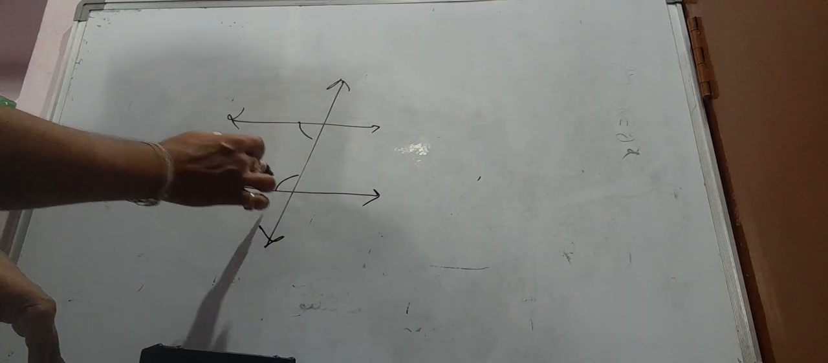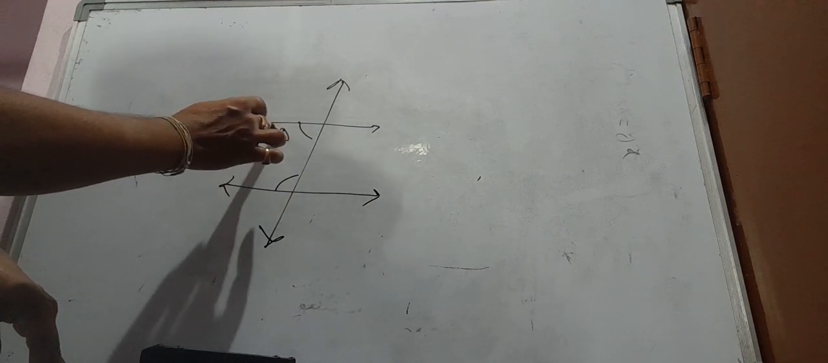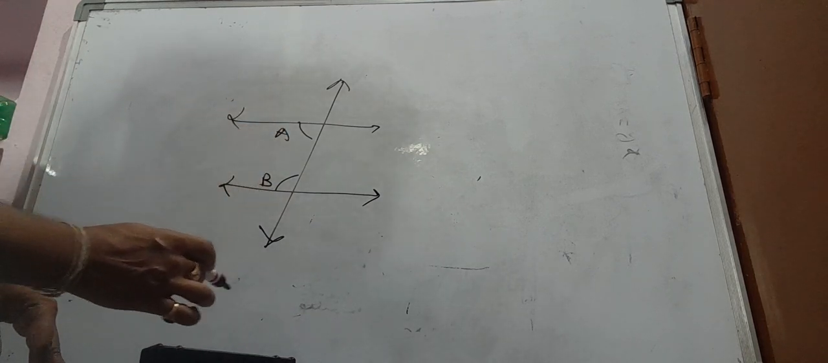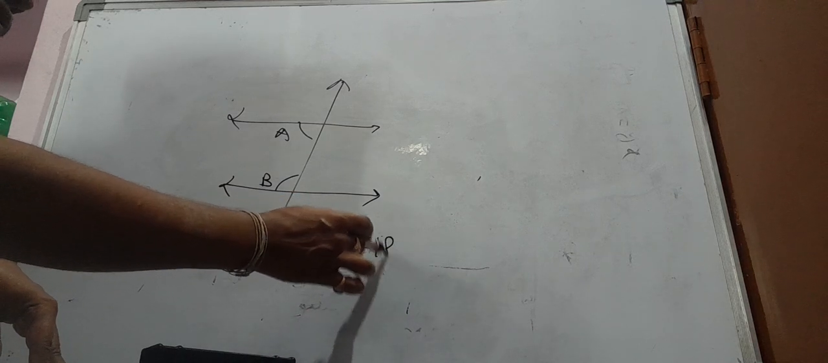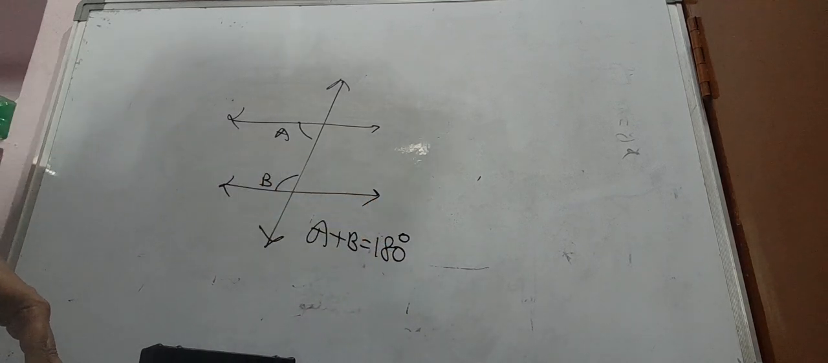You take these two angles. Let this be A and this be B. Now I will show A plus B is equal to 180 degrees. So the children, you will ask me now, sir, you don't know the value of A and you don't know the value of B. How can you show A plus B is equal to 180?